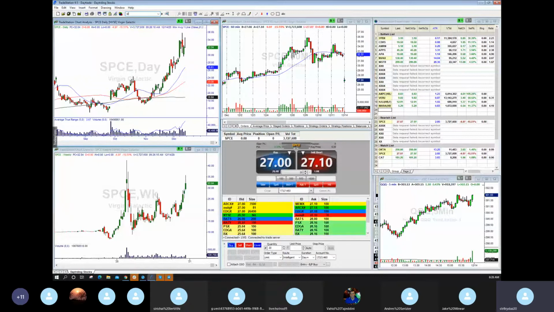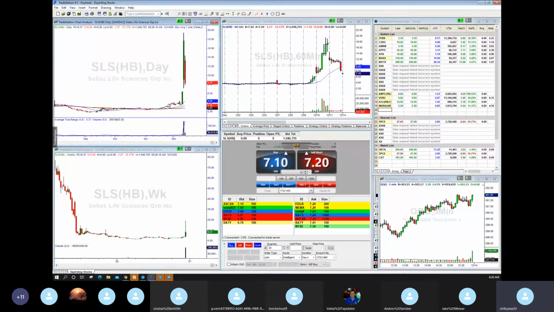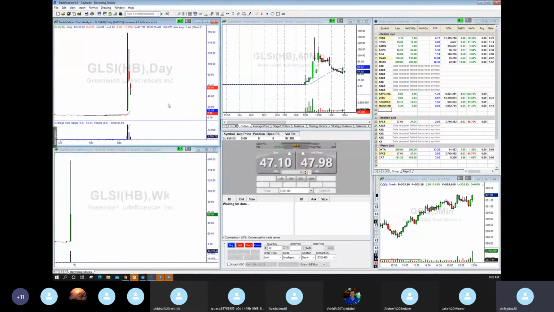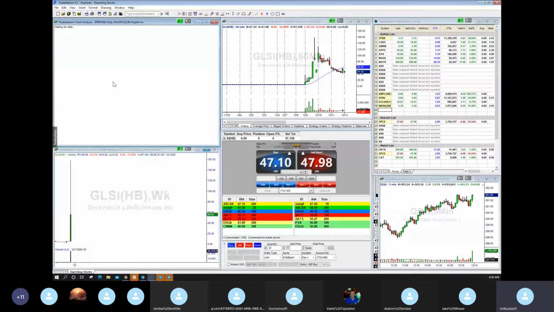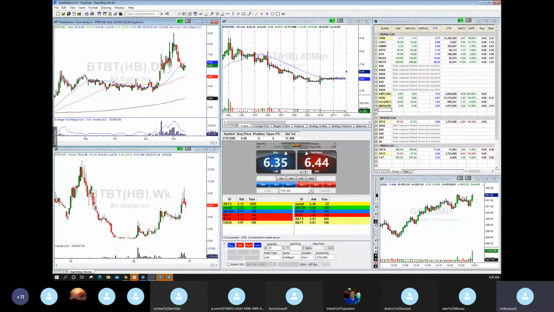SLS, which is not available to short, but this is, and I'm not even going to try to go located, but this thing can come in. GLSI is also coming in a little bit today, but this could be in play. BT, that's a nice one too. Look, it's breaking this downtrend line on the hourly to 6.44, about 37,000 shares traded, right to resistance. So I like clean stuff, and I don't have any clean stuff.